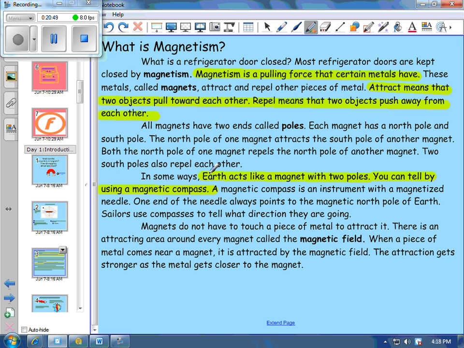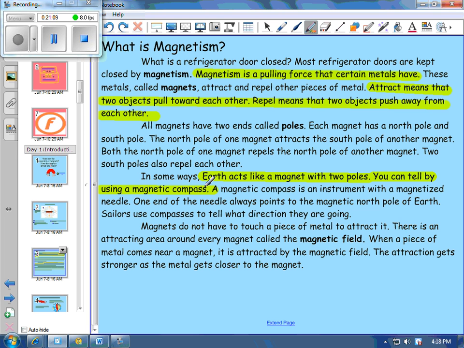In some ways, Earth acts like a magnet with two poles. You can tell by using a magnetic compass. A magnetic compass is an instrument with a magnetized needle. One end of the needle always points to the magnetic north pole of the Earth. Sailors use compasses to tell what direction they are going.